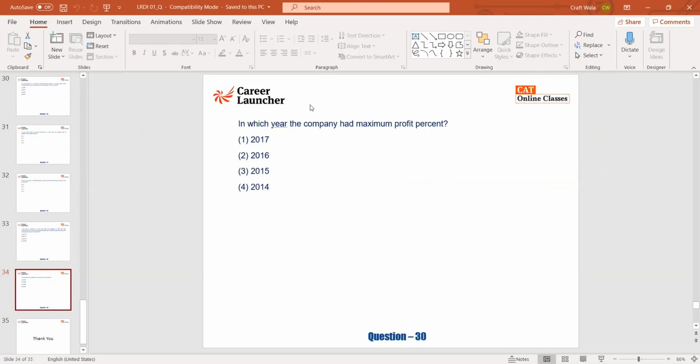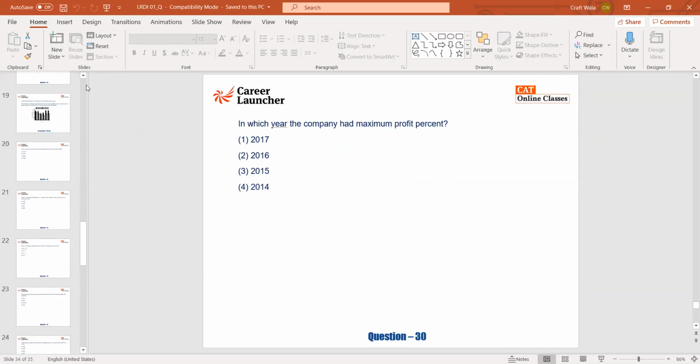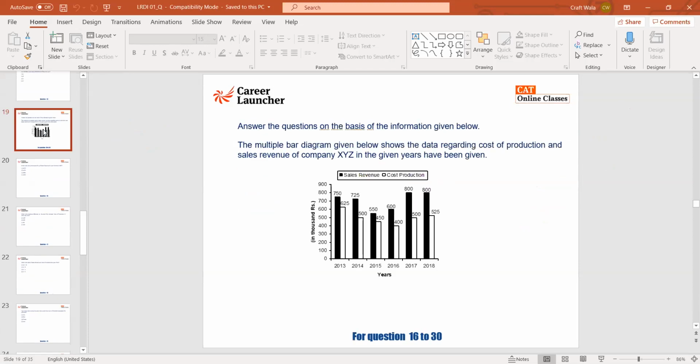Which year did the company have maximum profit? I think it is 2017 or something. Yes, the gap here is 300. So the profit is highest here. Right, 2017. So with that we finish this exercise.